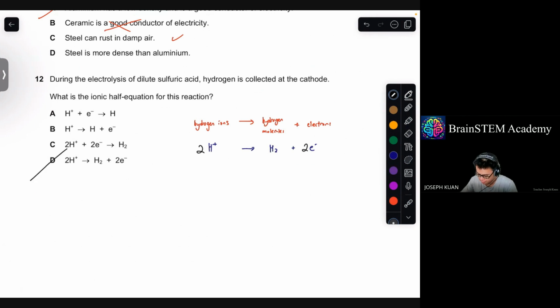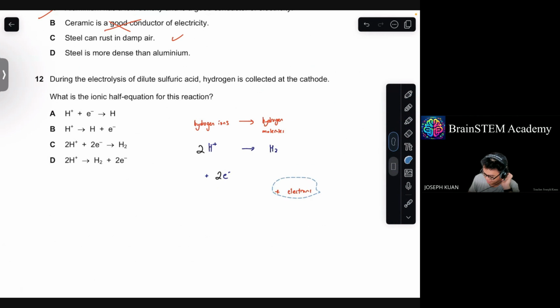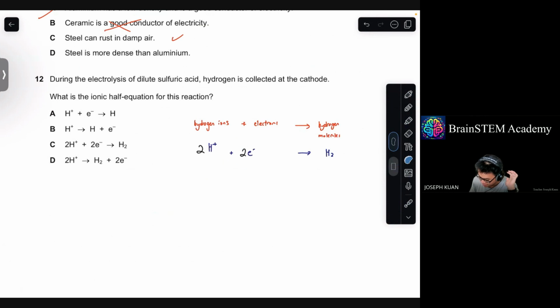Oops, my bad. Yeah, when you do too much of questions, you tend to be overconfident and make mistakes. It should be a positive species reacting with a negative species to form a neutral molecule. So don't be like me. Always double check your answers.